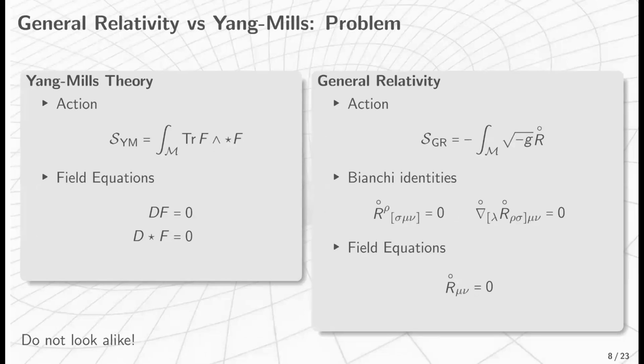The problem is that you have this Yang-Mills theory, which is usually written like this, like you have action and these field equations. Then in general relativity, you have this GR action plus possibly boundary terms. But then you have these Bianchi identities and field equations like this. Well, the problem which you are facing is that this doesn't look at all similar to what you have here. So there's the idea how to make it more similar.